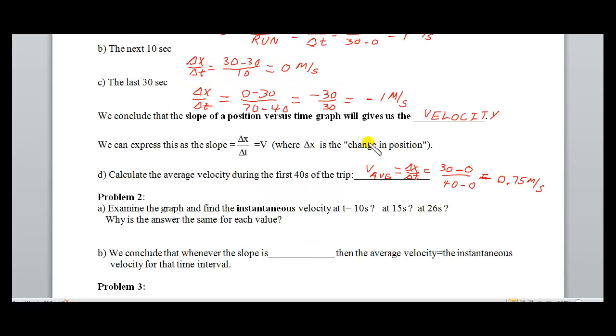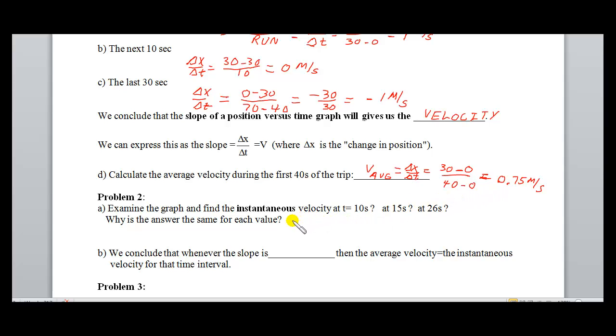Here's my answer. The average velocity comes out to be delta x, which in this case is 30 meters. The time, however, now has been extended for 40 seconds, and therefore we get an average velocity of 0.75 meters per second. Notice it is indeed less than the 1 meter per second that we found up here, but that makes sense because now there was a period of time in which the lady was at rest, and so the average velocity was less.